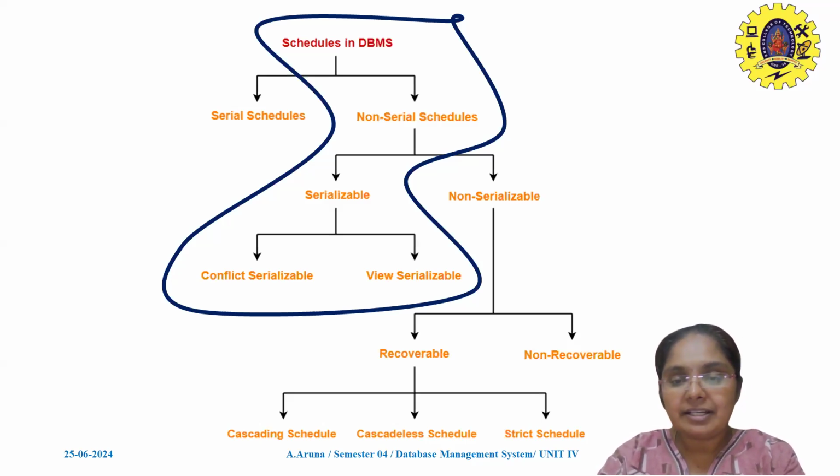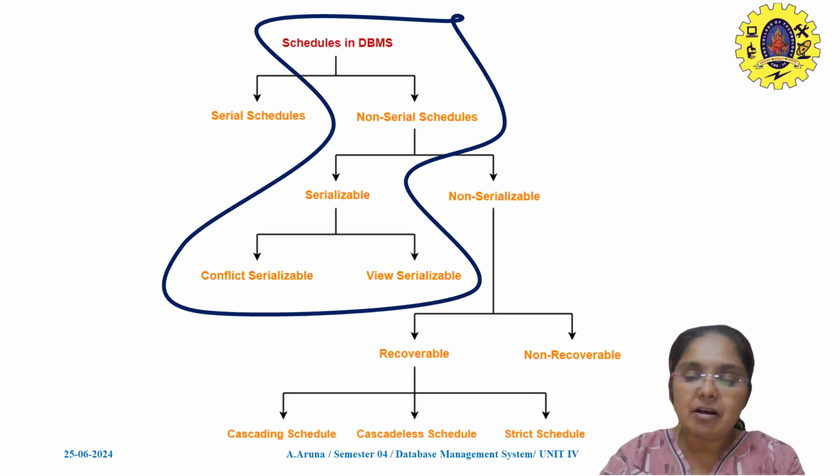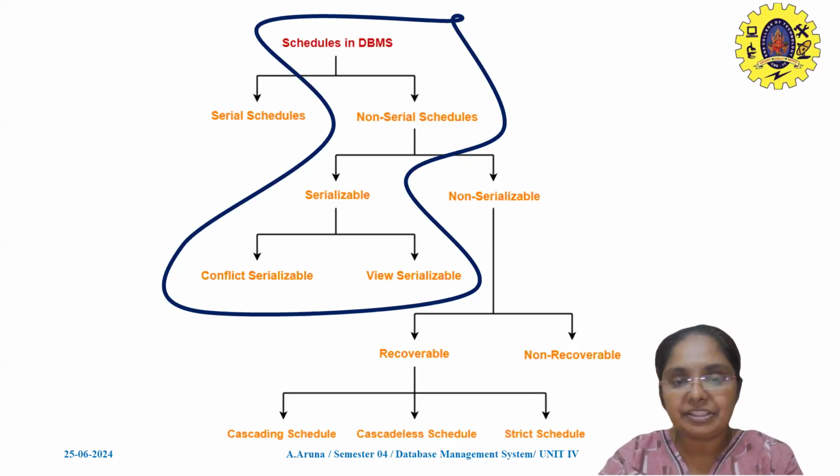If it is non-serializable, we're going to check whether we are able to recover our data or not, recoverable or non-recoverable. If it is recoverable, either I can go for a cascading schedule, a cascadeless schedule, or a strict schedule. So these are the various types of scheduling we're going to see. Those I have marked in the blue line, that only we're going to discuss in this particular lecture series.